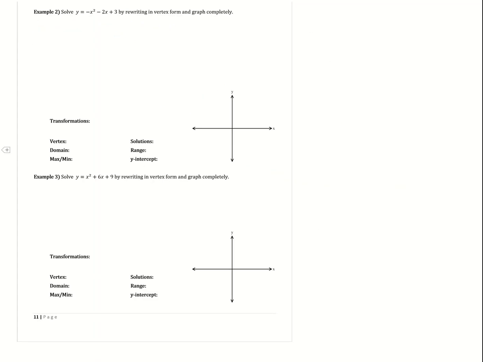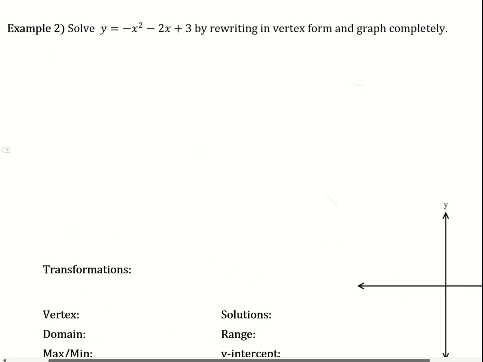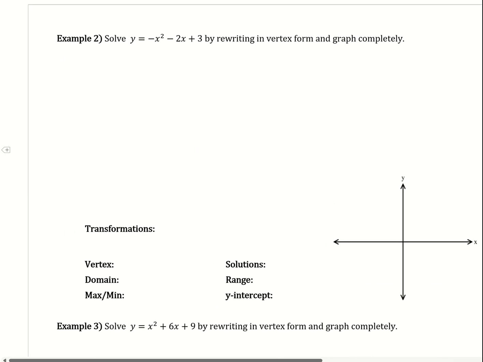All right, next example. This is going to ask us to find a few different things, so we can do that once we get the graph. When we're solving, the first thing we're going to do is rewrite it in vertex form, like the directions say. The process for doing that is completing the square. So we're going to go ahead and group the first two.